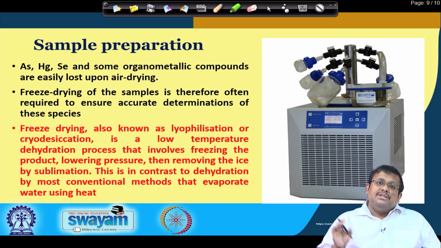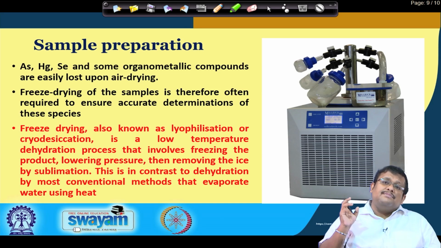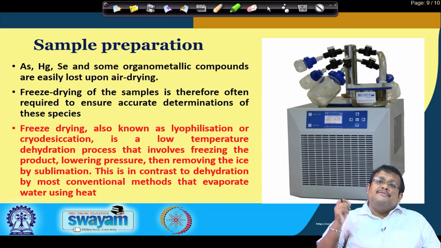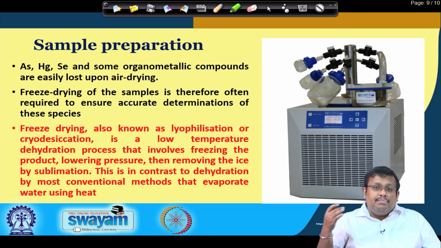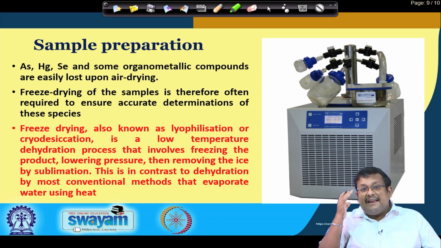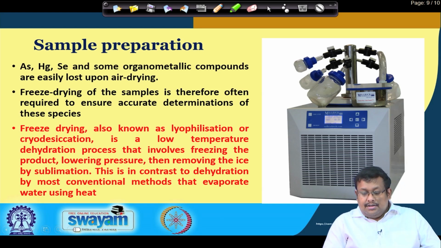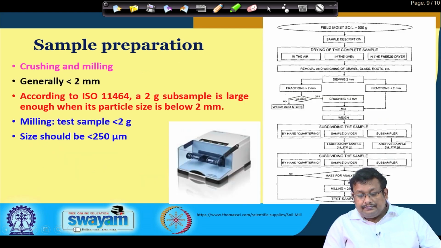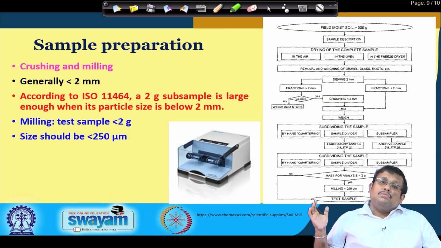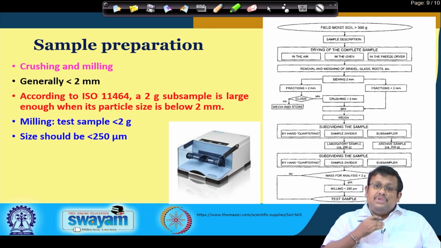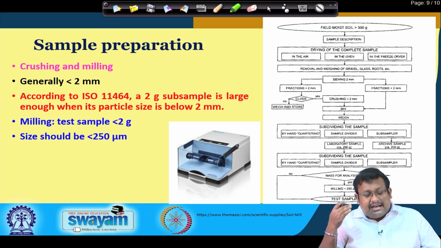So, samples which we generally use for measurement of organometallic compounds of arsenic, mercury and selenium can be freeze dried for their long term storage without the loss that occurs in air drying. So, this is a lyophilizer. Now, once you dry the samples and remove the artifacts, the next step is crushing and milling.